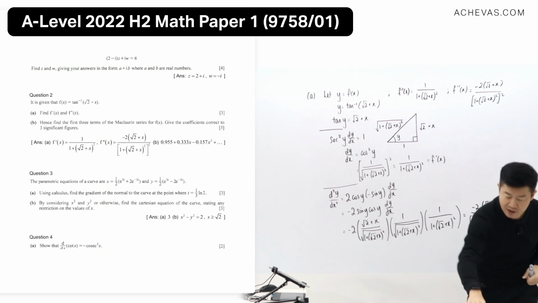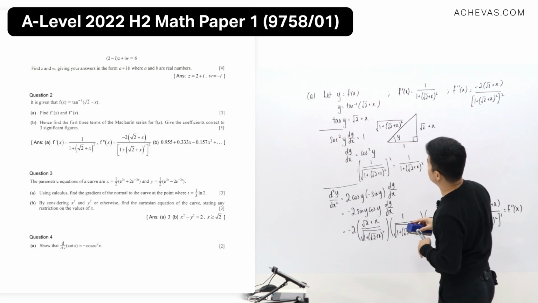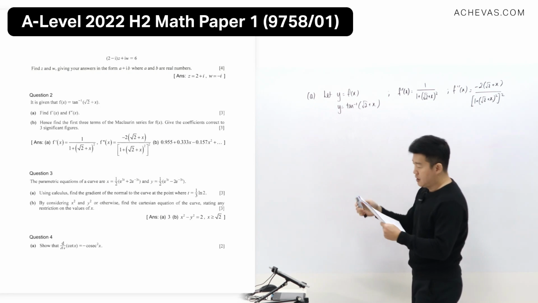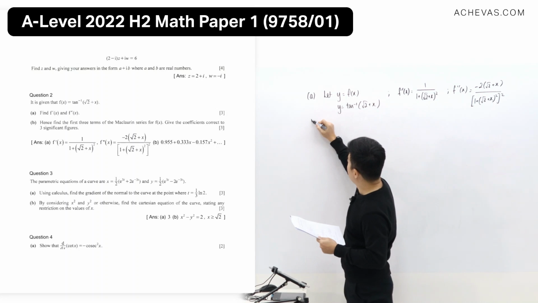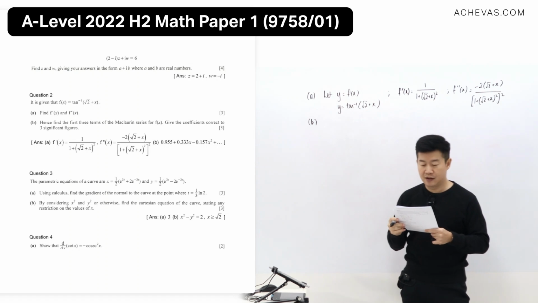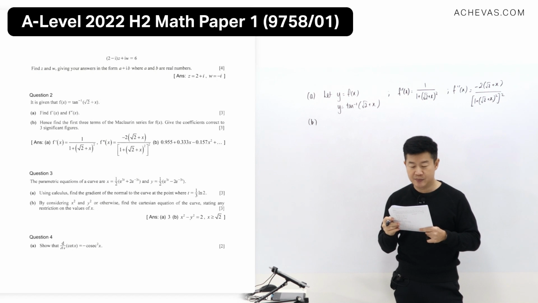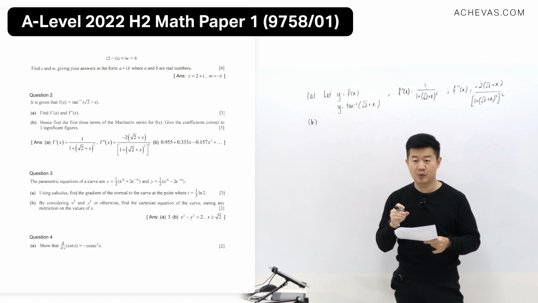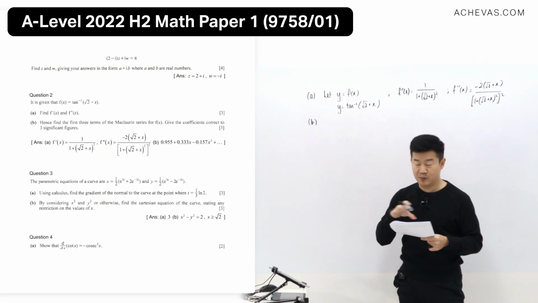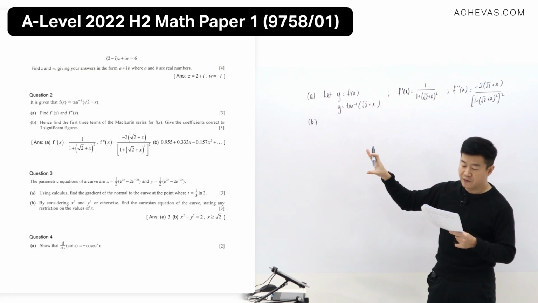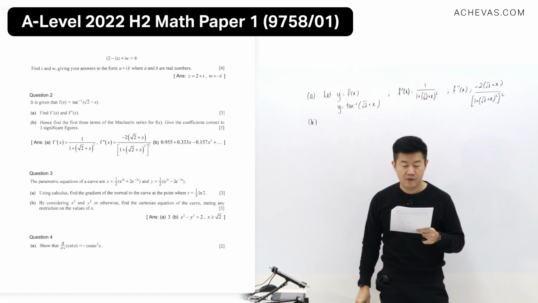Let me erase the rest of the information that I will not be needing. For B, we are supposed to find the Maclaurin's series of fx, and we are going for the first 3 terms, which means that we will go all the way up to f prime prime x, which we have, from this expression here. And let's not forget that the question requires us to give the coefficients to 3 significant figures.